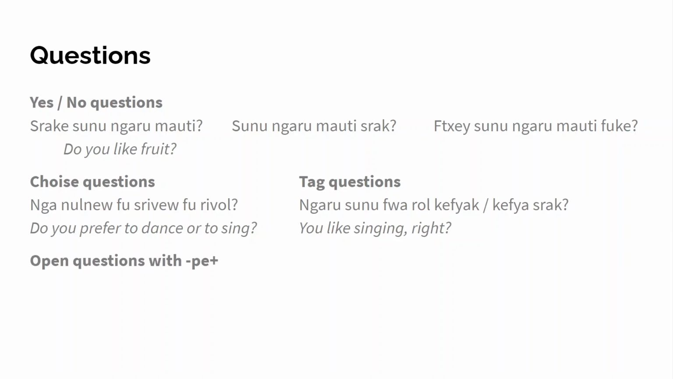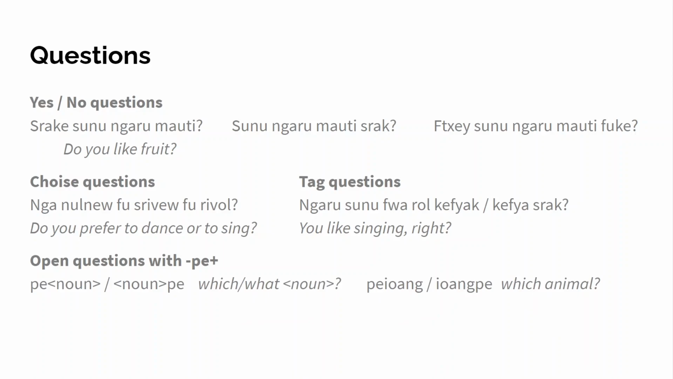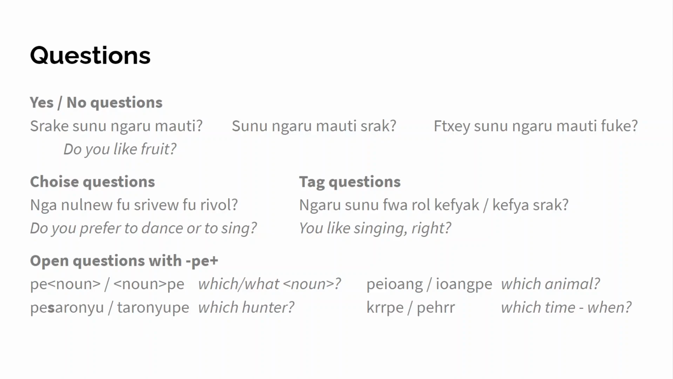Open questions with pe, you see it causes the initial if it's put before a noun, but it can also be put behind a noun. And it translates to something like which or what noun. So for example, pe ioang or ioang pe would mean which animal. Pe saronyo or taronyo pe would mean which hunter.